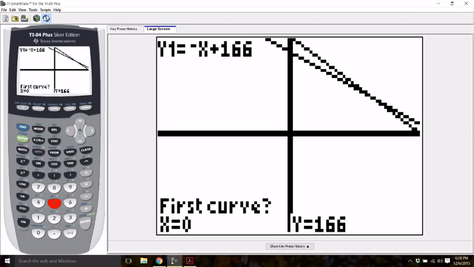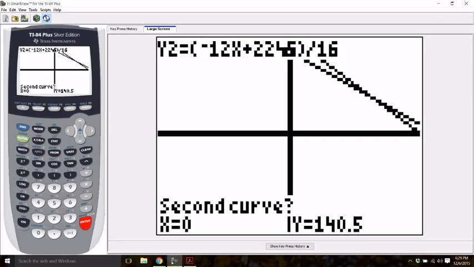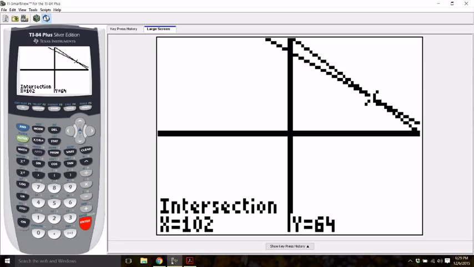Your calculator is going to ask you 3 questions. It's going to say first curve, second curve, and guess. They want to know what 2 equations you want to find the intersection for, and where you think it is. Since we only have 2 equations here, you can go ahead and hit enter 3 times and it'll find the intersection for you. So this is saying that the solution to this system is 102, 64. So I want to go back to my paper and translate that for this problem.